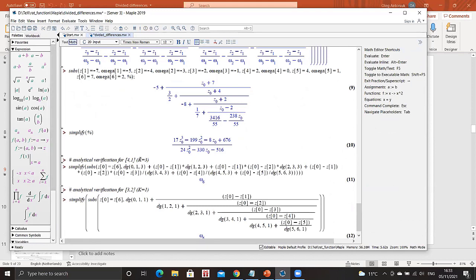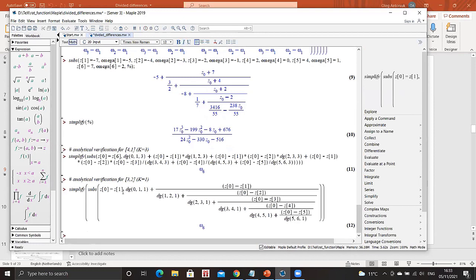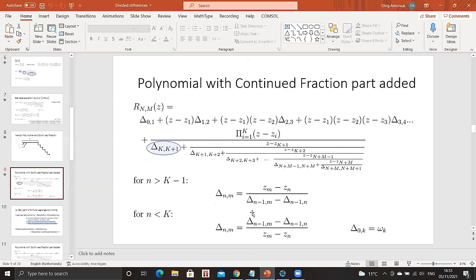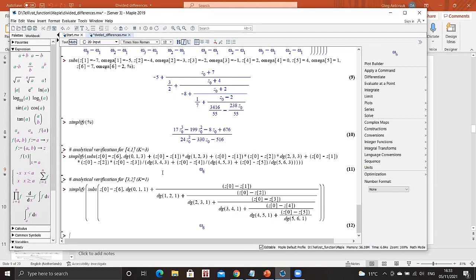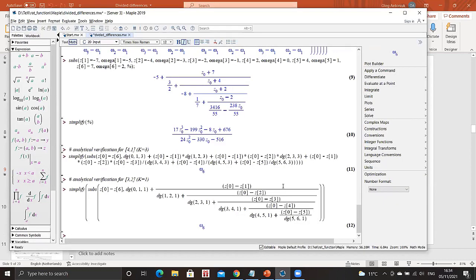This is a case where k is equal to 3, for which we end up with a rational function of the order 4(1). We could also test analytically the other case where k is equal to 1, and then it will be a rational function which has the order of 3(2), and it also does the same thing. At z equal to z1, it gives omega1, and so on up to omega6. So apparently it works. It has order n in the numerator, order m in the denominator, and it takes prescribed values of omega at values z1, z2, z3, and so on.